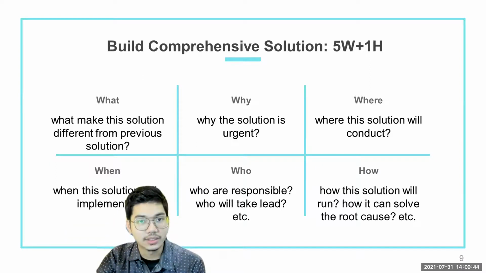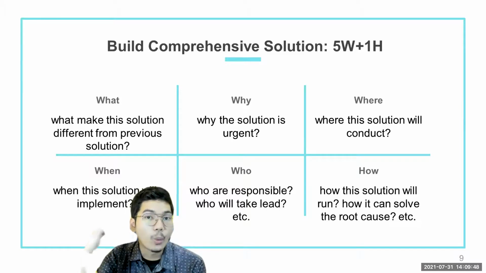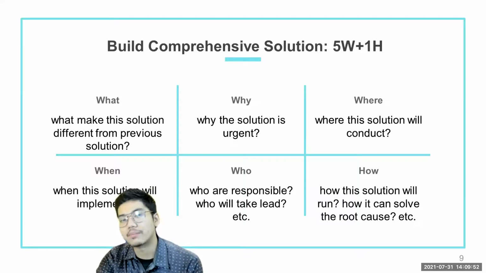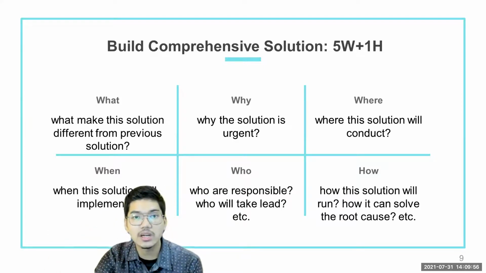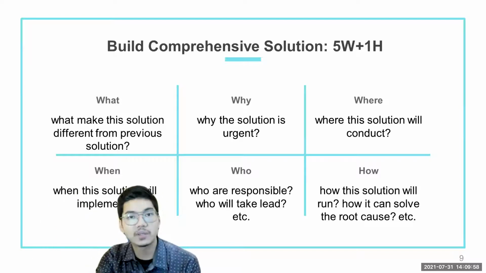What kind of vaccines will you use? Why do we have to use that vaccine? Where do we have to implement that vaccination program? When will we implement the vaccination program? Is it going to be today? Is it going to be next month or next year? When do we have to implement the program?